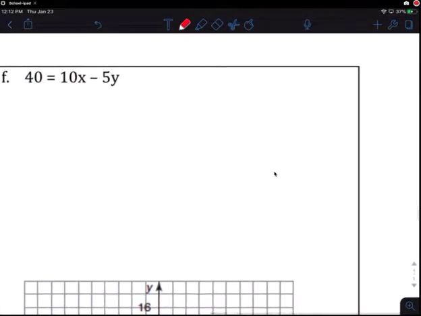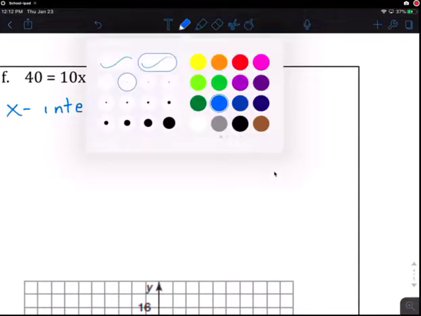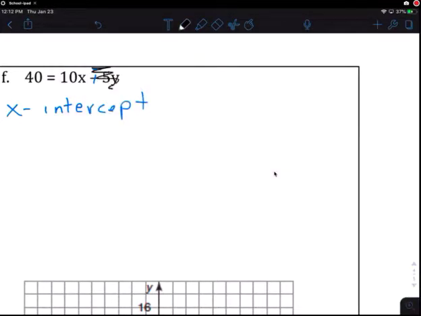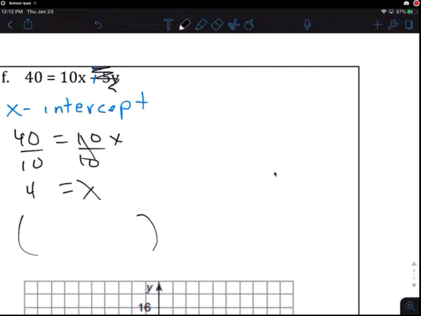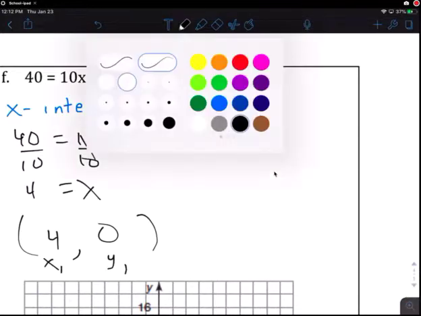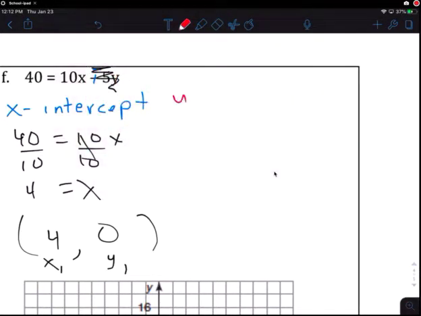Okay, here, same thing, very easy. X-intercept. Okay, additive inverse, cover the y, you get 40 equals 10x, divide by 10, x equals 4. So 4, 0, that's your x sub 1, y sub 1, that's your first point. Your second point is your y-intercept.